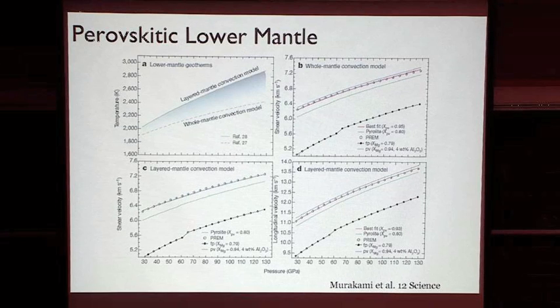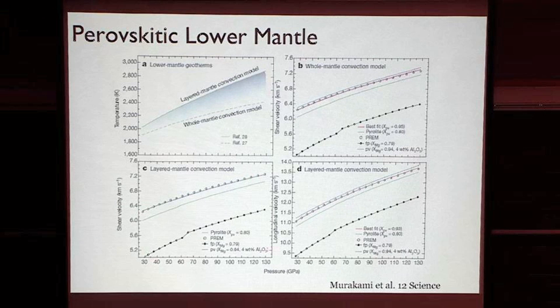What you can see is this is a pyrolite. It plots way below if they use their data. This is a perovskite velocity as a function of pressure. This is ferropericlase velocity as a function of pressure. What you want to do is to combine these two in different proportions to generate PREM.